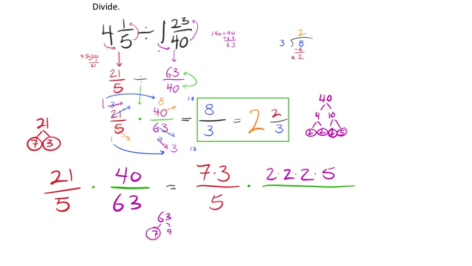Okay, so that's a 7 right there, which is prime. 9 breaks up into 3 and 3, and that should be the prime factors for 63. So 63 then becomes 7 times 3 times 3. Prime factorization right there.